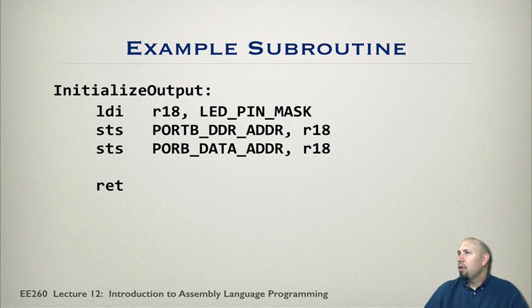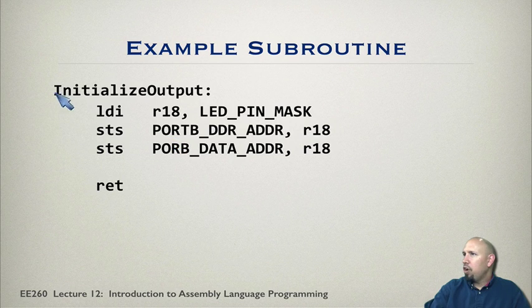Here is an example subroutine. Whenever you have a subroutine, you have what's called a label, which basically starts on the left-hand margin and ends in a colon. That indicates a label. And in the Arduino IDE, when you look at your .s file that has the assembly in it, this will actually be a different shade than the rest of the code. And then you have this code.